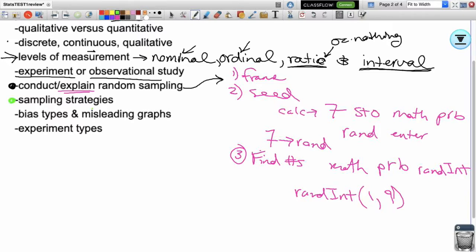Y'all have books, so I would take these items and flip through the chapters when you're studying and say, okay, Mrs. White said I need to know experiment types. It's written on my list. I want to go to that section because I'm not 100% on that. Look it over and write myself a couple little notes. Okay? Use the textbook. Use that book.